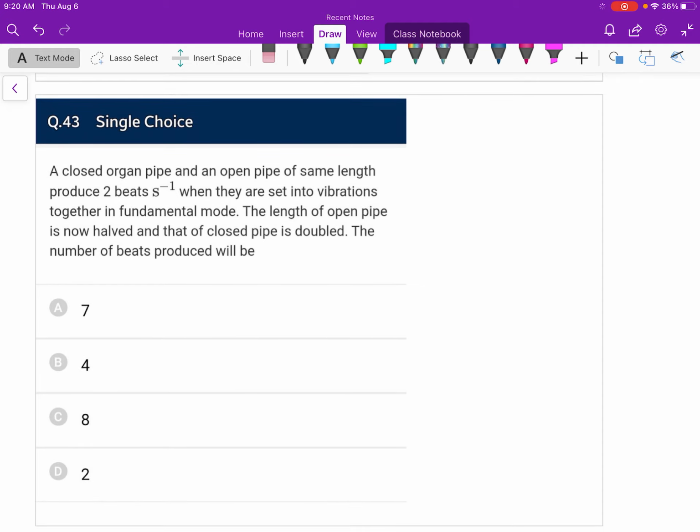A closed organ pipe and an open organ pipe of the same length produce 2 beats per second. So the open organ pipe has greater frequency. So V upon 2L minus V upon 4L is the beat frequency, which is 2. So V by 4L is 2. This is relation 1. Now the length of the open pipe is halved.